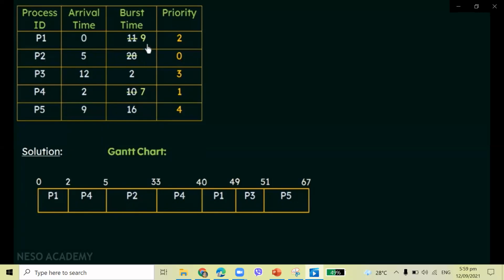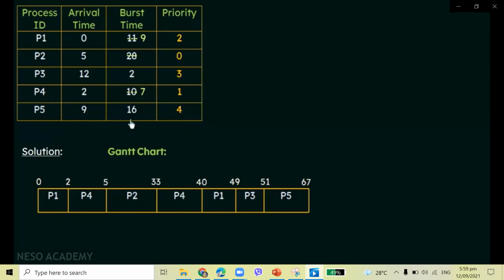So let's see. Here we have P1 with a priority of 2, then P3 with priority of 3, P4 with priority of 1, and P5 with priority of 4. So which is the highest priority? We have 2, 3, 1, 4. So 1 is the highest priority that we have among these 4. So P4 will be the one to get the CPU now. So P4 gets the CPU and it is continuing its execution.